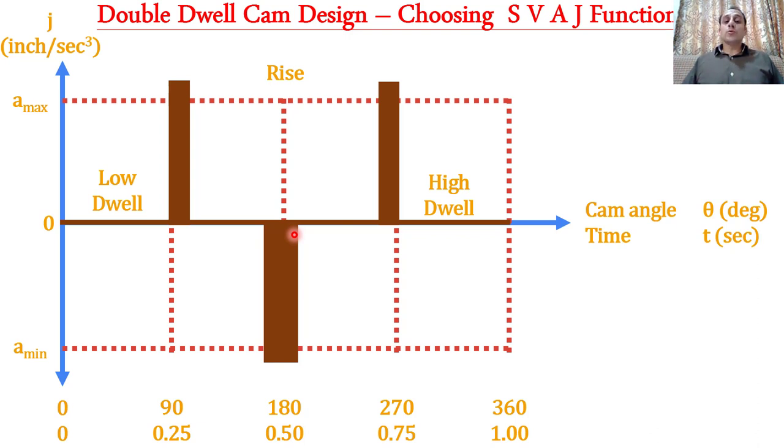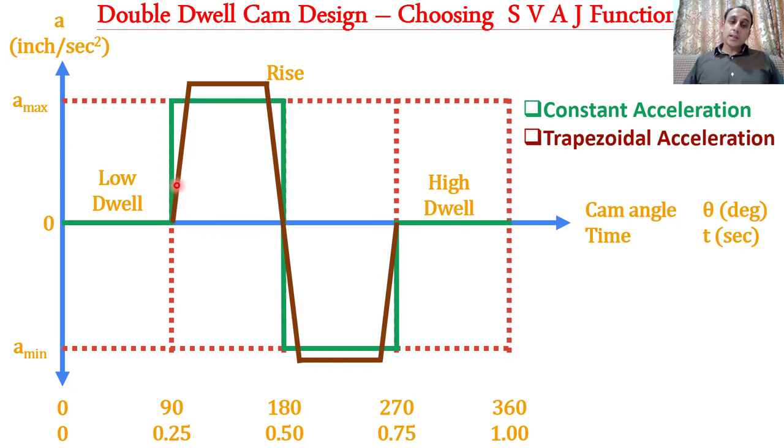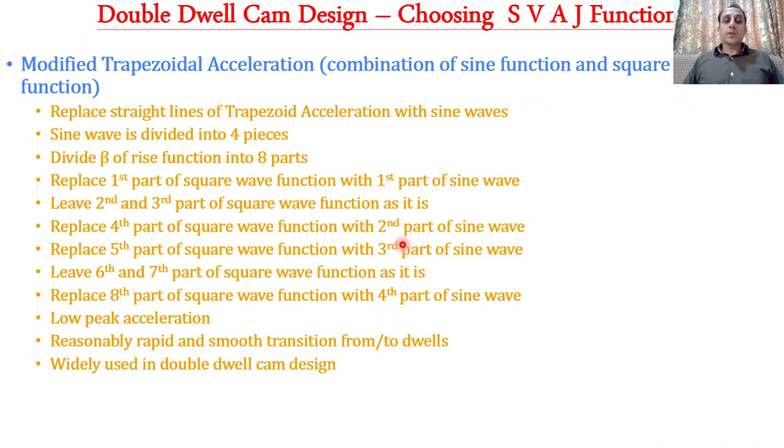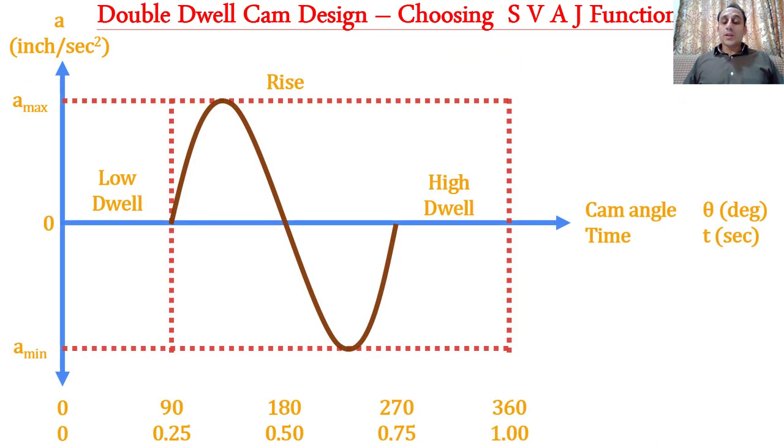So in order to reduce the vibrations, or to make this jerk function continuous, we will modify this trapezoidal acceleration function. How will we modify it? We will convert it into a modified trapezoidal acceleration by combining the sine function and the square function. Here you can see that this is a sine wave. What are we doing?